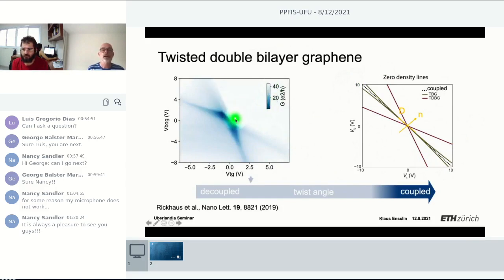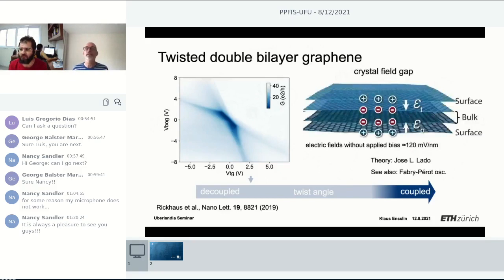No applied voltage to both gates. You see very low conductance. Low conductance means there's a gap. So we have not done anything, not applied any voltage. We have just taken two bilayer systems, put them on top of each other, and we open a gap. How is that possible? Well, the story is the following. Let's have a closer look.